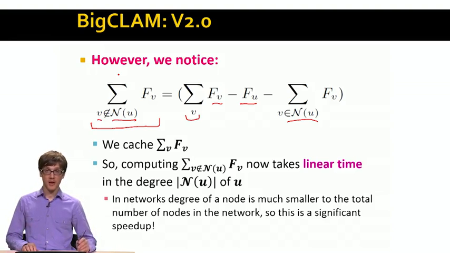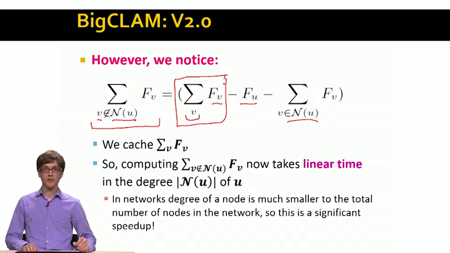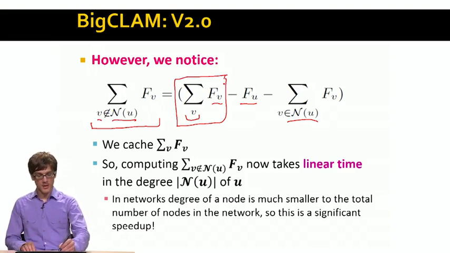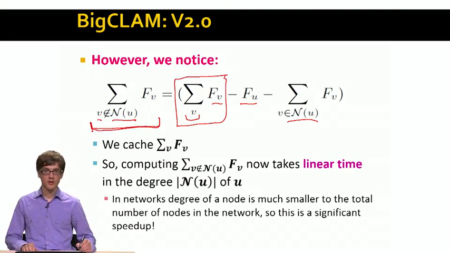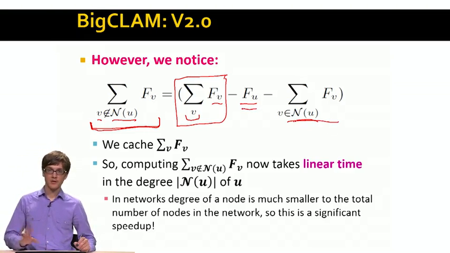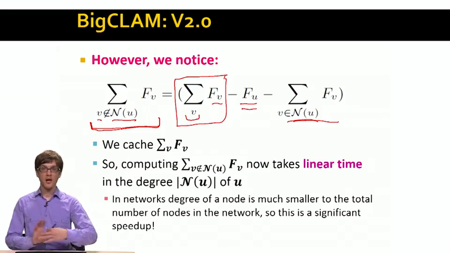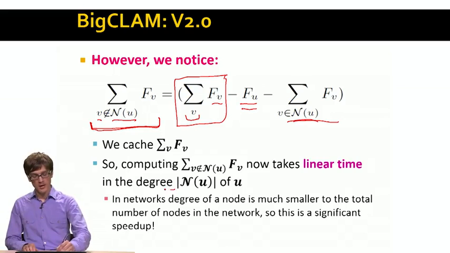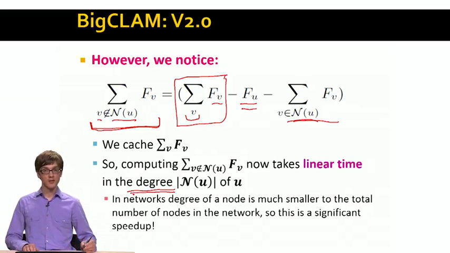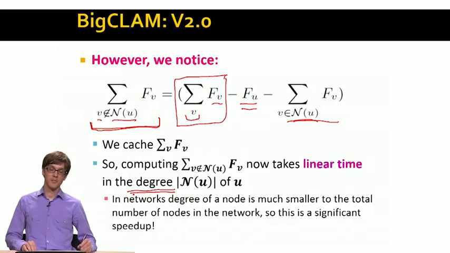Why is this a big win? This is a big win because all we need to do is compute this slow summation ahead of time. Then whenever we need to estimate the sum over the non-neighbors for a given node, all we have to do is subtract F of u from it, and then subtract the sum of F's over the neighbors of a given node. So this means that rather than taking time linear in the size of the data, we need time linear in the degree of a given node. And in networks, nodes usually have relatively small degree, or they connect to a small fraction of nodes in the total network. So this makes our method much faster than the previous approach.